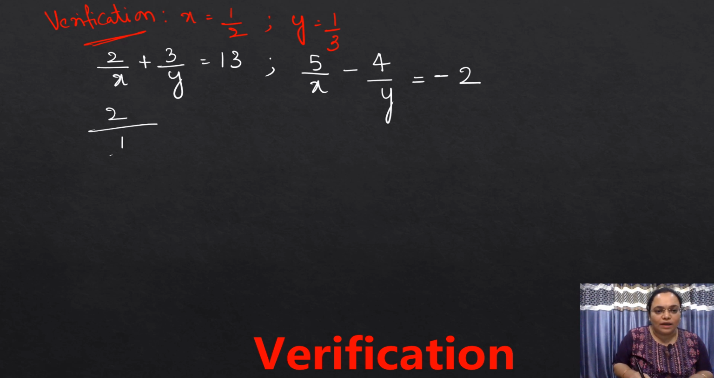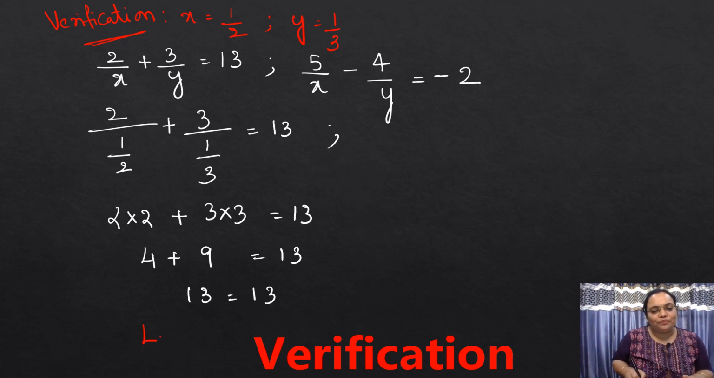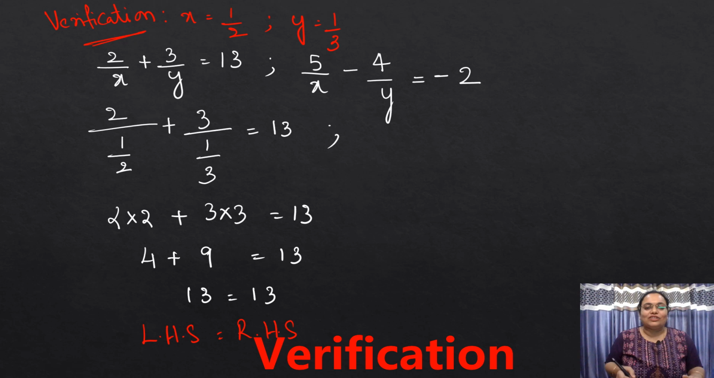2 by 1 by 2 plus 3 by 1 by 3 is equals to 13. This will become 2 into 2 plus 3 into 3 is equals to 13, which is 4 plus 9 is equals to 13. 4 plus 9 is 13, which is 13 is equals to 13. So LHS is equals to RHS, right? So here x and y values are satisfying the equation on both the sides.